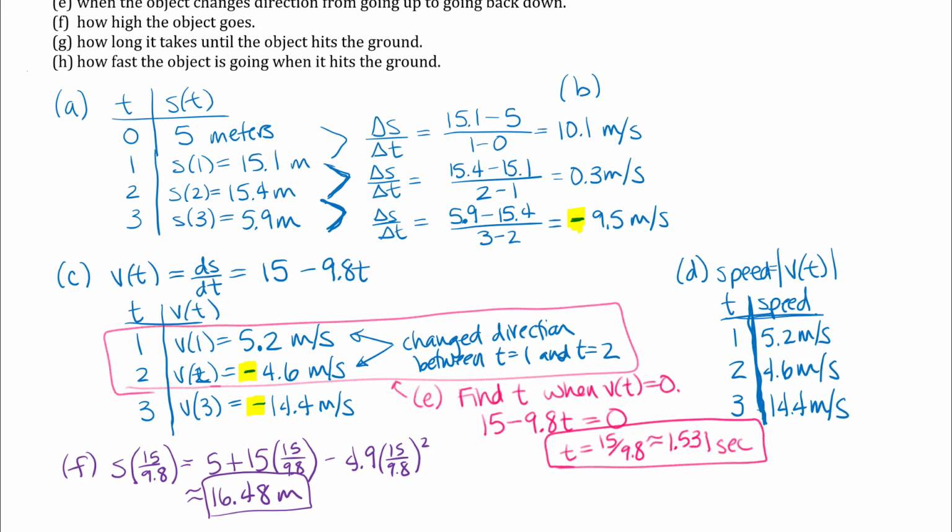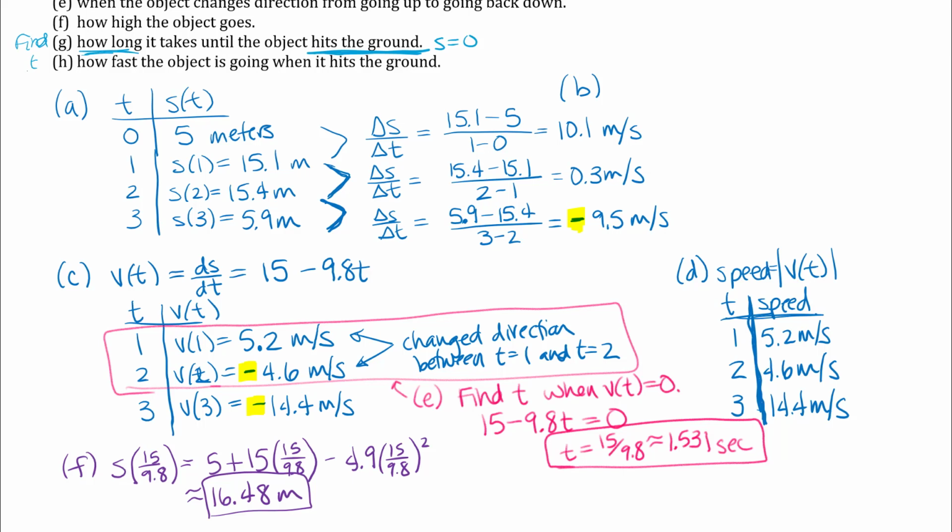Alright, and then G and H ask us some things about what's happening when the object hits the ground. An important idea is that when the object hits the ground, its height is 0. For part G, we're asked to find the time, how long. And for part H, how fast, so something about speed.